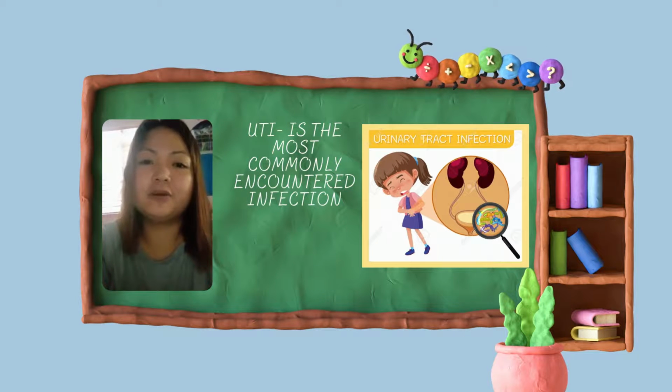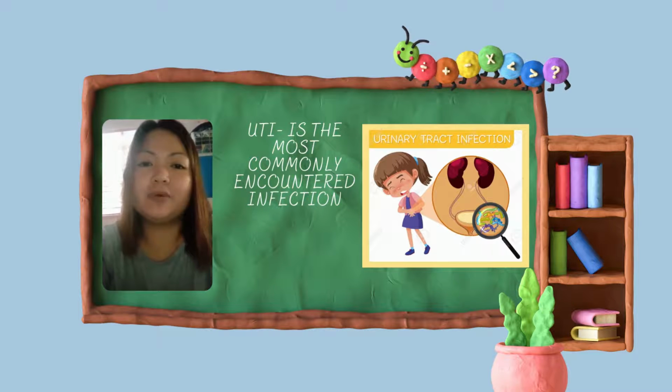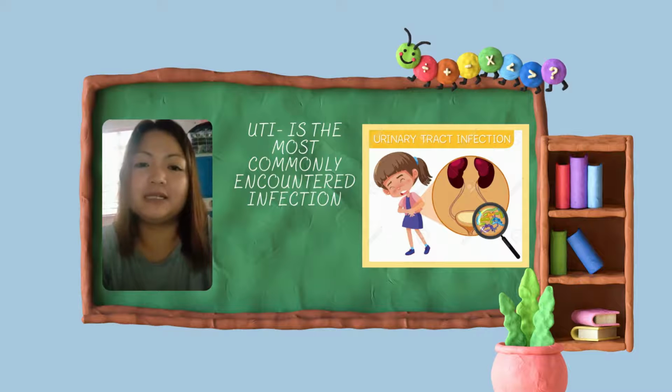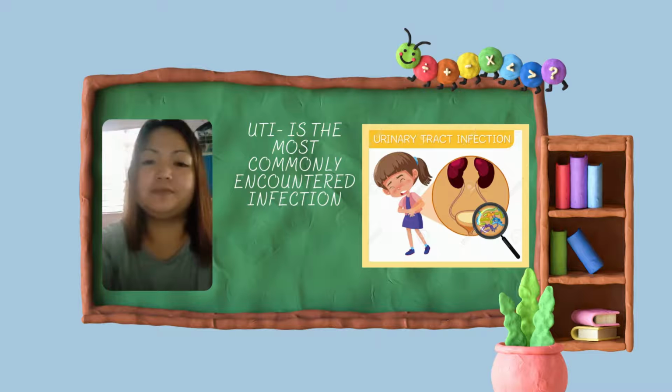Urinary tract infection is the most commonly encountered infection. UTI is more common in women than men. There are 2 routes by which bacteria can reach the kidneys: through the bloodstream and ascending infection from the lower urinary tract. The most common route is by ascending infection.